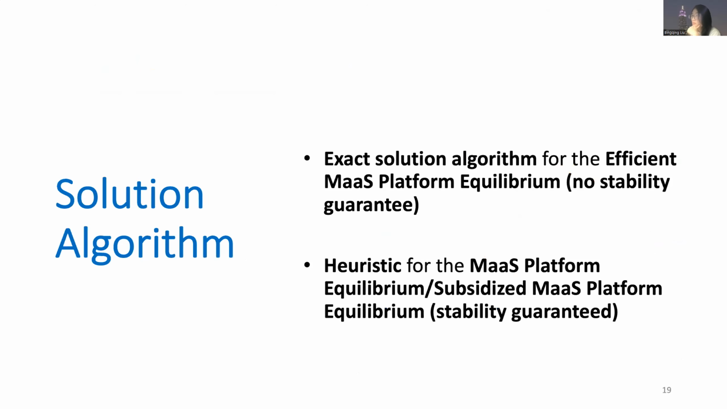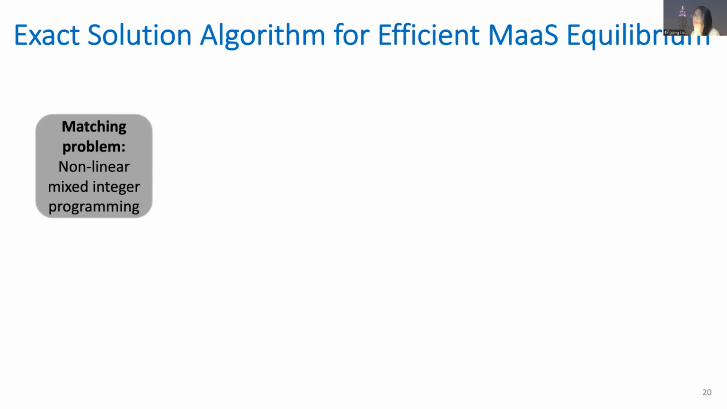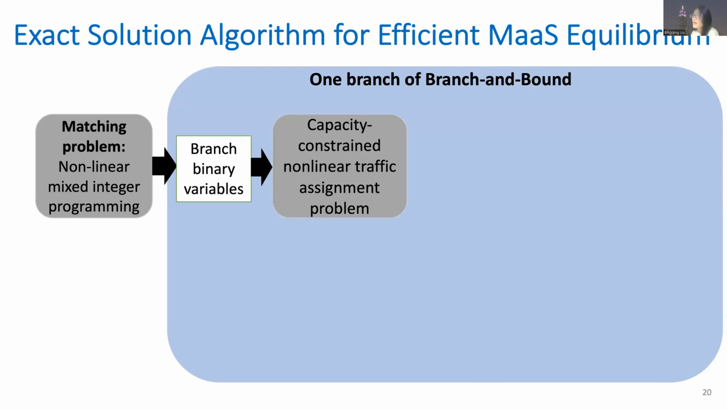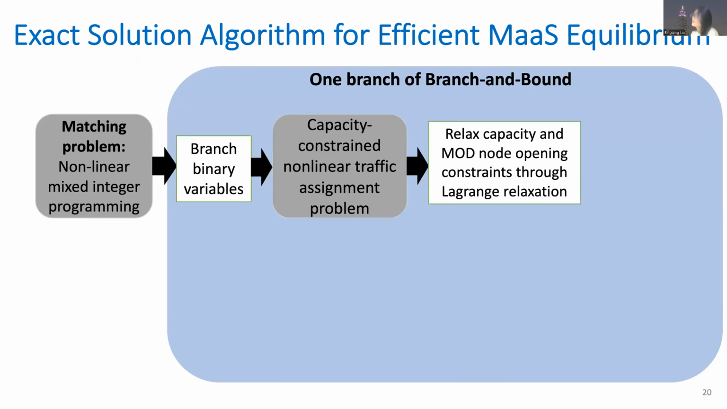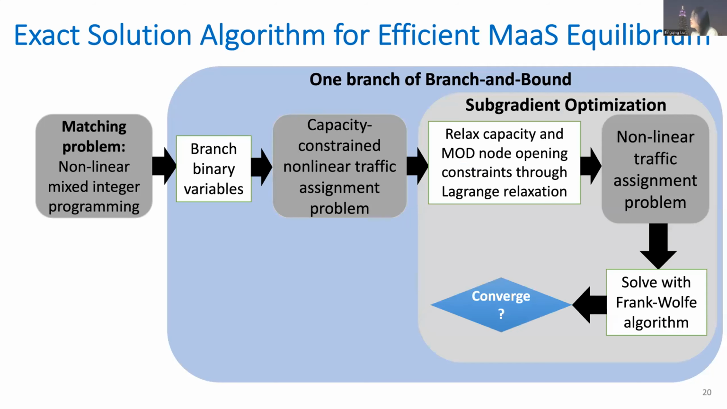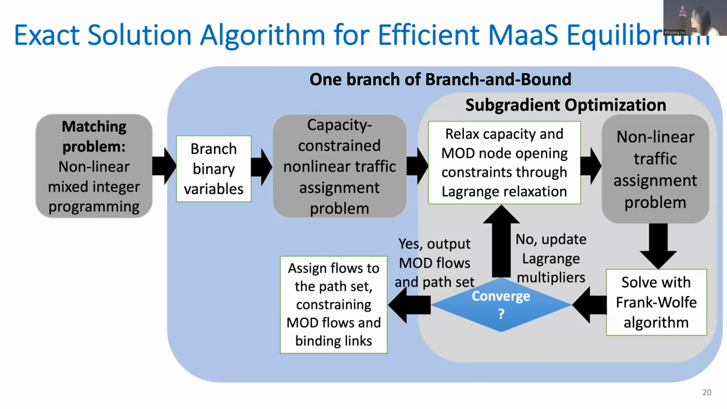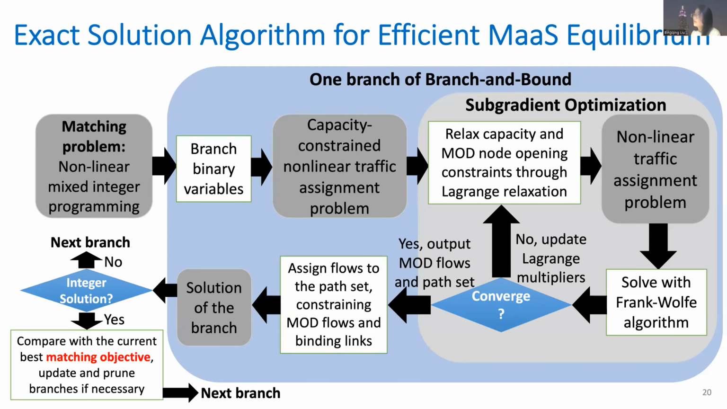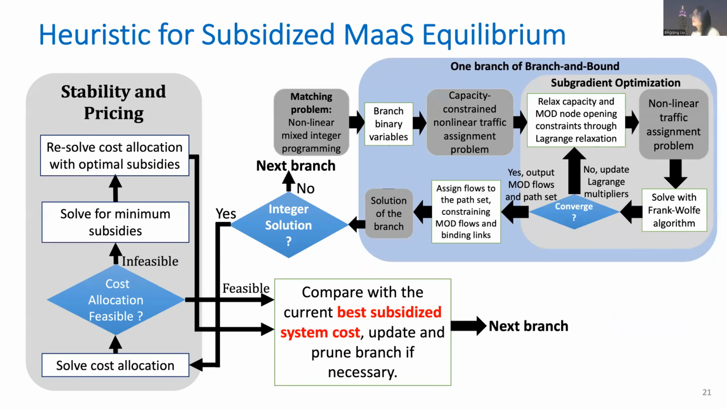For the solution algorithm, as I mentioned, the problem is NP-hard, so we designed this solution algorithm to solve it. First of all, because it is a mixed integer program, we relax the integer constraints using a branch and bound framework. And then it becomes a capacity-constrained traffic assignment problem. Then we relax the capacity constraints with Lagrangian relaxation, and we use subgradient optimization to solve for the Lagrange multipliers. After it converges, we assign the flows to the paths, and this concludes this branch. That's basically the mechanism of the solution algorithm.